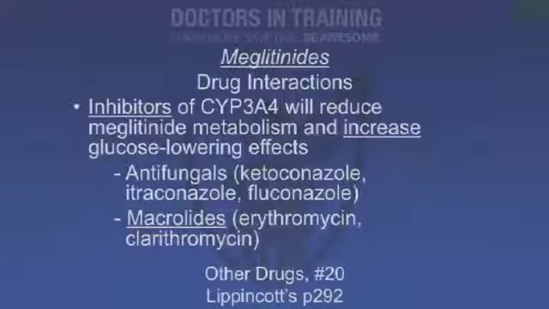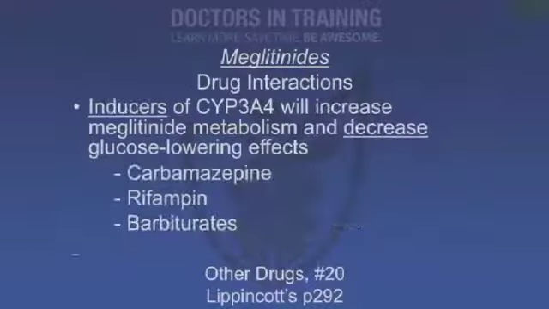They're metabolized by cytochrome P450 3A4. So drugs that inhibit this enzyme will reduce metabolism of the meglitinides and increase their glucose-lowering effects. These drugs include some of the antifungals, ketoconazole, itraconazole, fluconazole, and some of the macrolides, erythromycin and clarithromycin. Drugs that induce this 3A4 enzyme will increase the metabolism of the meglitinides and then decrease their glucose-lowering effects. These include carbamazepine, which is used for seizures, rifampin, which is an antibiotic, and then the barbiturates.